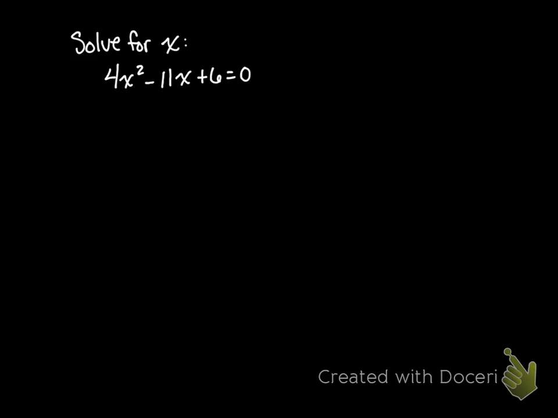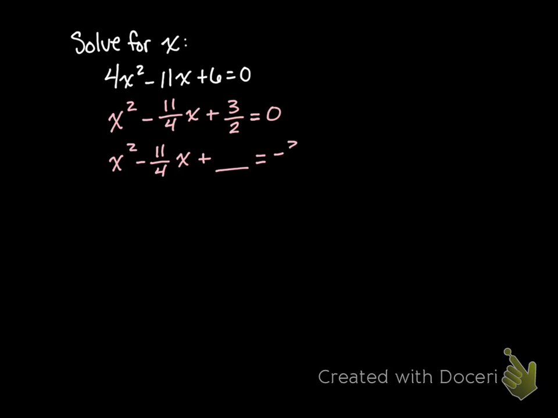Now, this one's a little bit different. It also has a coefficient in front of our x squared, but we can't factor it out this time. So we are just going to divide everything by 4. We end up with x squared minus 11 over 4 x plus 3 halves, which is 6/4 reduced, equals 0. Move that 3 halves over. The nice thing about completing the square is we're just doing the same process over and over again.